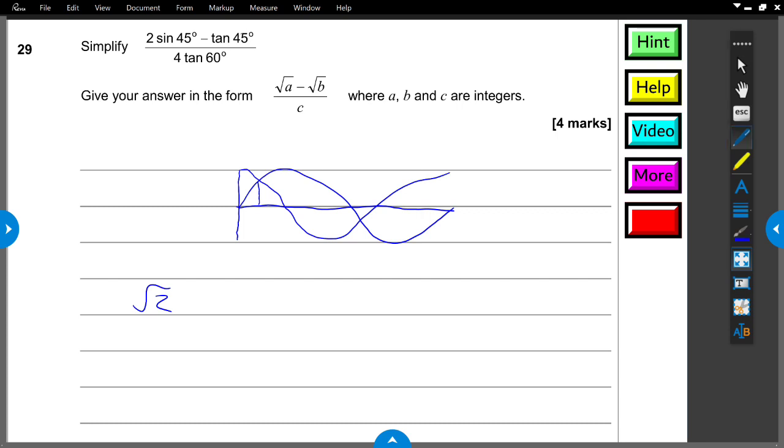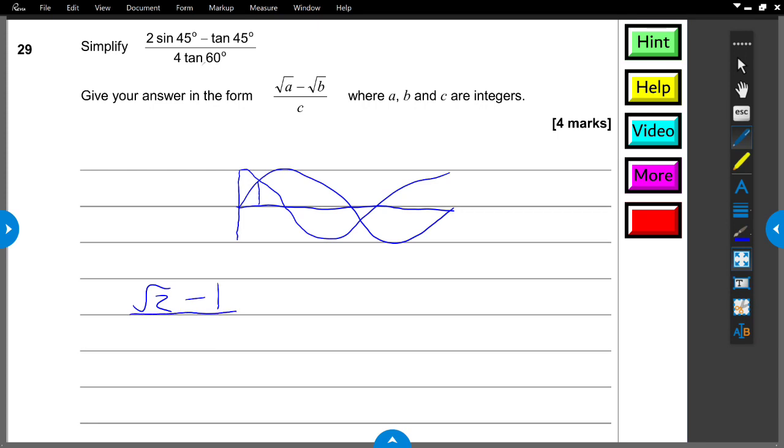Now tan 45. Tan is essentially the sine value divided by the cosine value. So if we have sine 45 and cosine 45, those are both root 2 over 2. And anything divided by itself is 1, apart from 0. This has some real weird implications. Let's not go into that now.